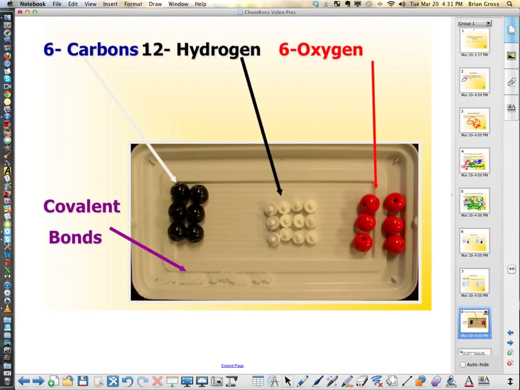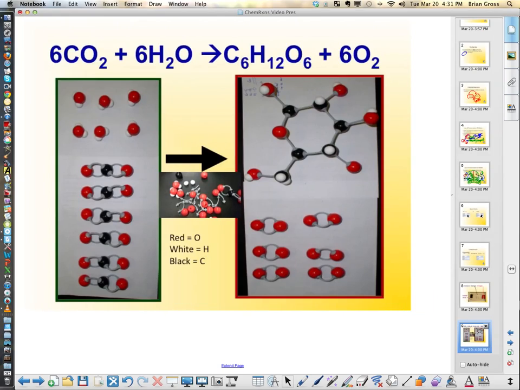So here, my screen recording thing is covering it up, I think, on your view. But the black balls are the carbon. These white little half semicircles are hydrogens. And then these red spheres are the oxygen. And we're going to see what happens when we do this chemical equation.